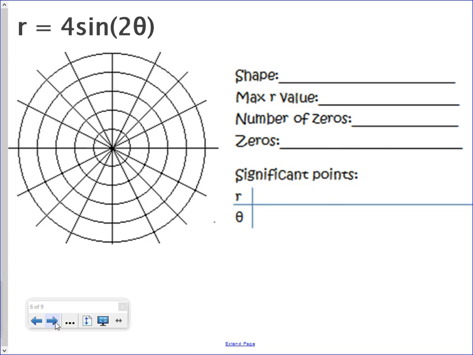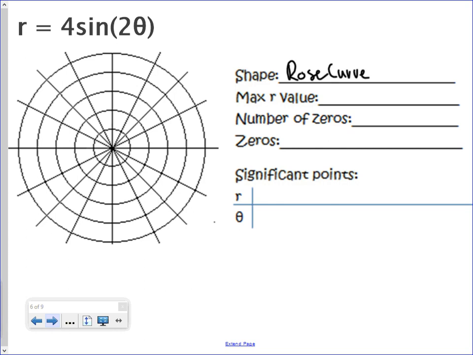And again, pay attention to when you're looking at the equation, how will you tell what shape it is? The n value is present here, so it's not just sine of theta, it's sine of 2 theta, which means it's a rose curve today. Okay, so I'm going to say my shape is a rose curve.